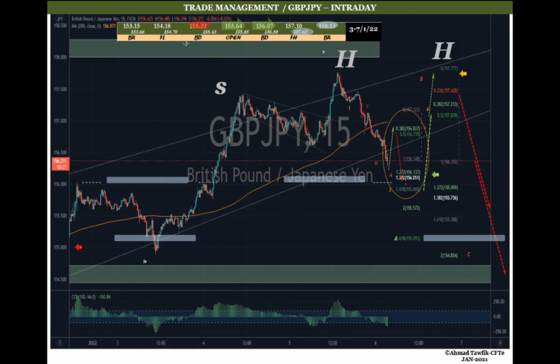This could break the neckline and move higher. It will be another day. We buy a retraction back towards the neckline. It's important to get the money in and be focused on the profit objectives.